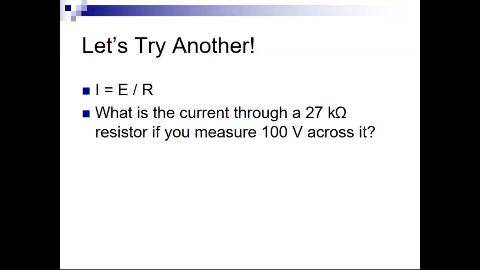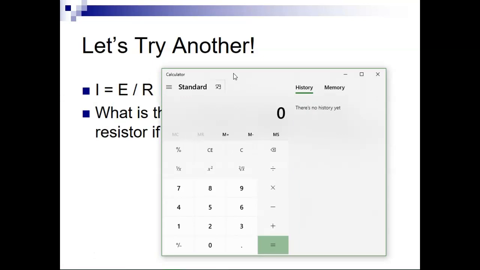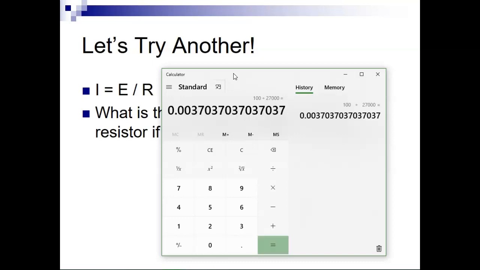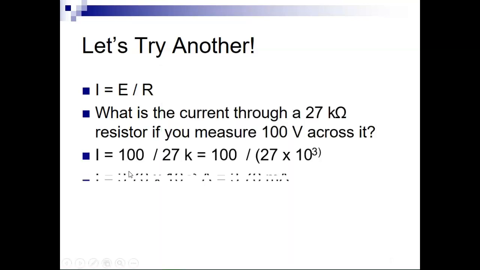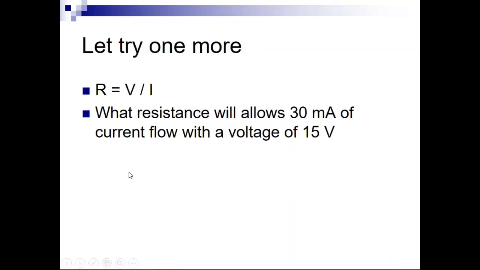Let me see if I can correct this real quick. There we go. 3.7 million. My calculator was good. If you say 100 divided by 27,000, you should get 3.7 milli. Yep. Okay, cool. I just did my calculator wrong. It happens to the best of us.